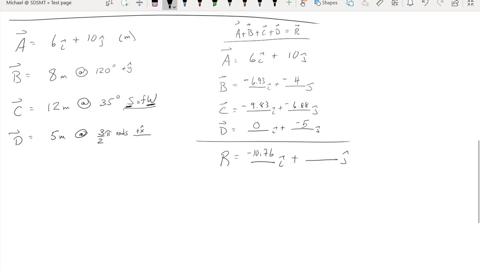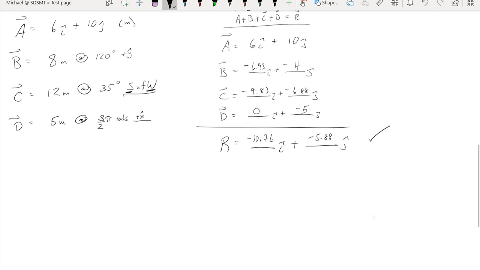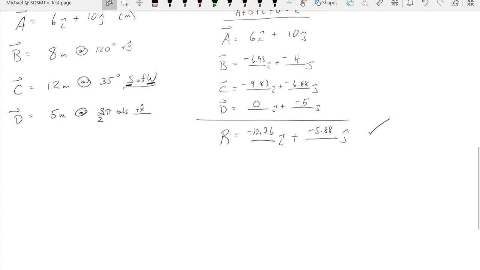The y component, we'll get that from adding all the y components together. We have 10 plus a negative 4 plus a negative 6.88 plus a negative 5. And that gives us a negative 5.88. And in all honesty, we're really done with the problem. Even though I said I want to know the magnitude and direction of vector R, we can get those quite easily just by using the components.